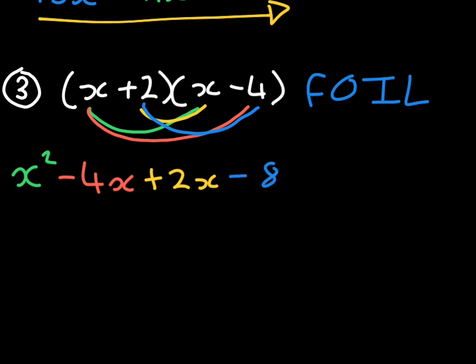Now we're not finished yet because there is still some simplification that can happen. So there are no like terms for x squared, so we leave that alone. Minus 4x plus 2x, as we can see both terms have an x variable, so they are like terms and they can be added together. So minus 4x plus 2x gives us minus 2x. And lastly, because there are no other constants, we keep the minus 8. And that is the final answer for question number 3.